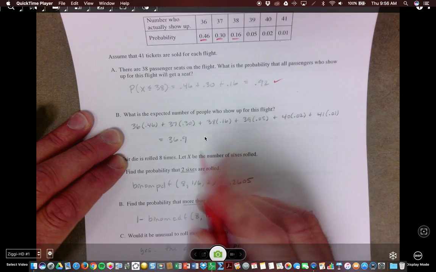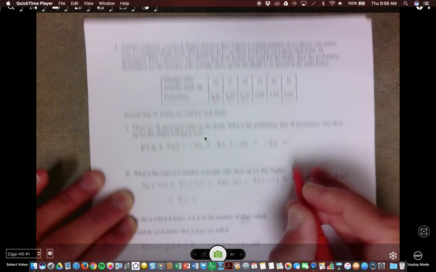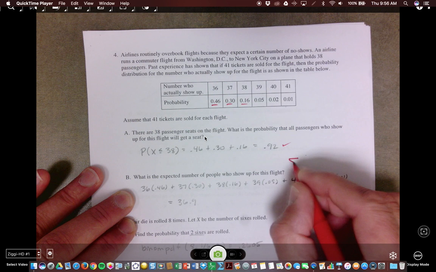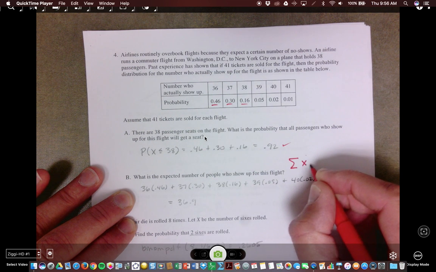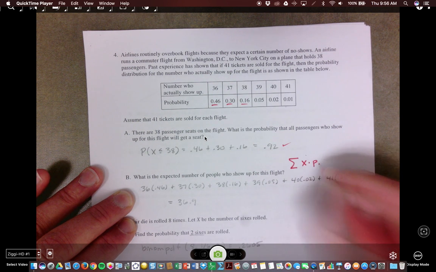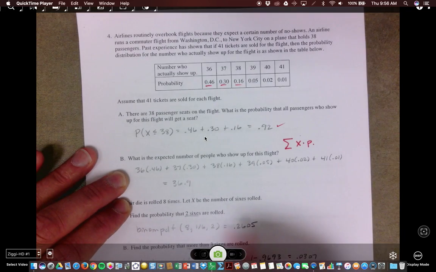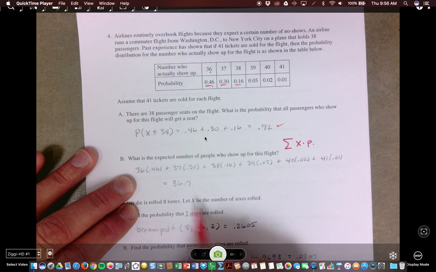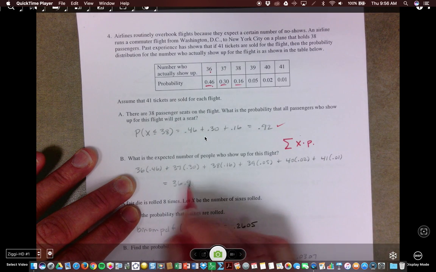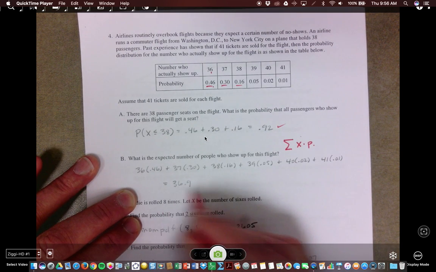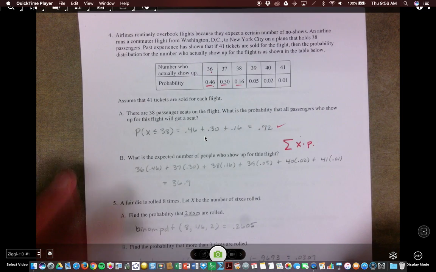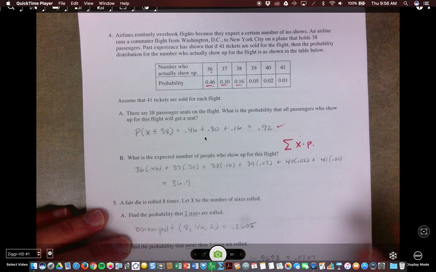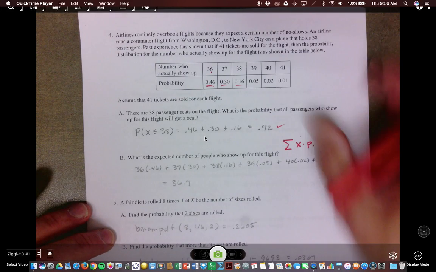To find the expected value, this is the formula that we had in class, a summation of taking all of the x's and multiplying by their corresponding probabilities. So 36 times 46% plus 37 times 30% and so on. If you multiply all those together and add them up, you're going to end up with the expected number of people that show up for this flight is going to be 36.9 passengers.